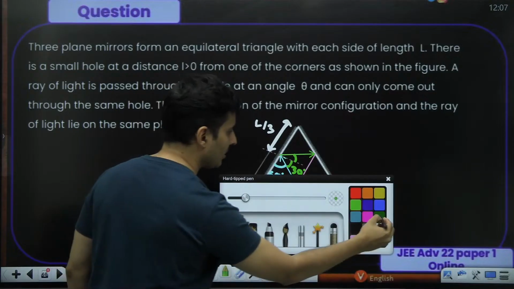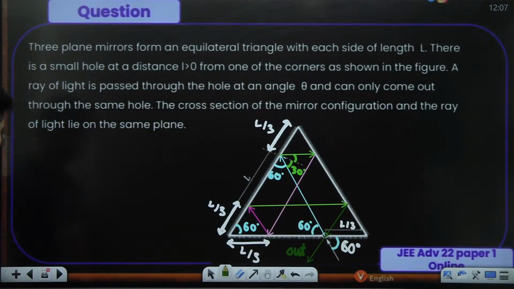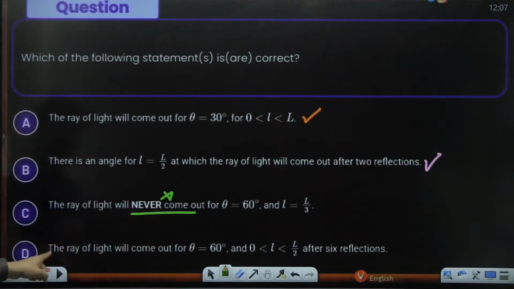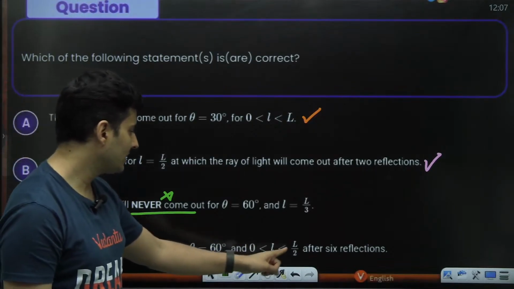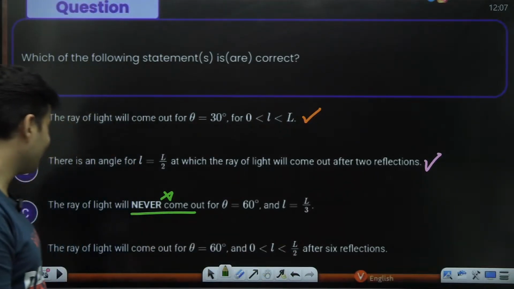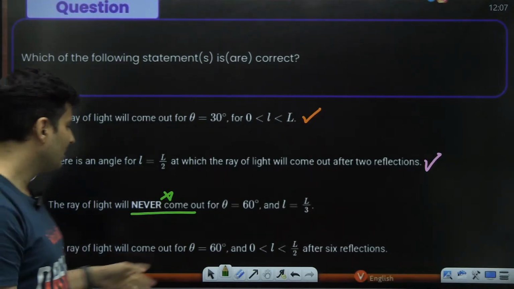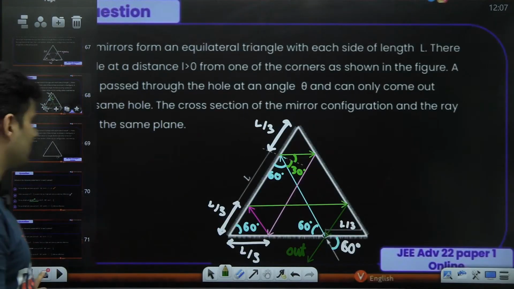So I'll just mention that word. Yes, it is definitely coming out. So that option definitely is wrong. It will never come out. The ray of light will come out for theta is equal to 60 degree, L less than L by 2 after 6 reflections. This is definitely something very weird. Is it 6 reflections? Just check it out.